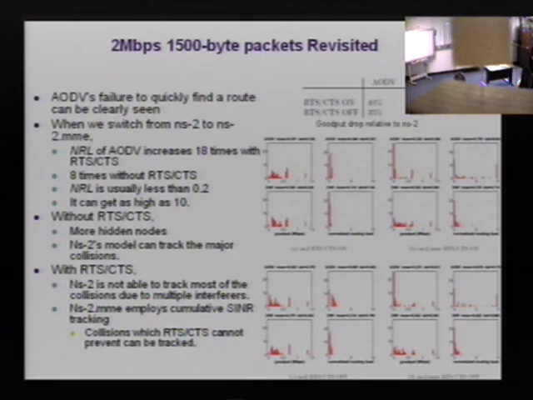We can also see it from here. Like this is compared to the good slope relative to NS2. For example, when we switch from NS2 to NS2 enemy, how much it drops. We see that with RTS CTS on, the drop is higher. With RTS CTS off, it's smaller. And with AODV, in every case, it's much higher.